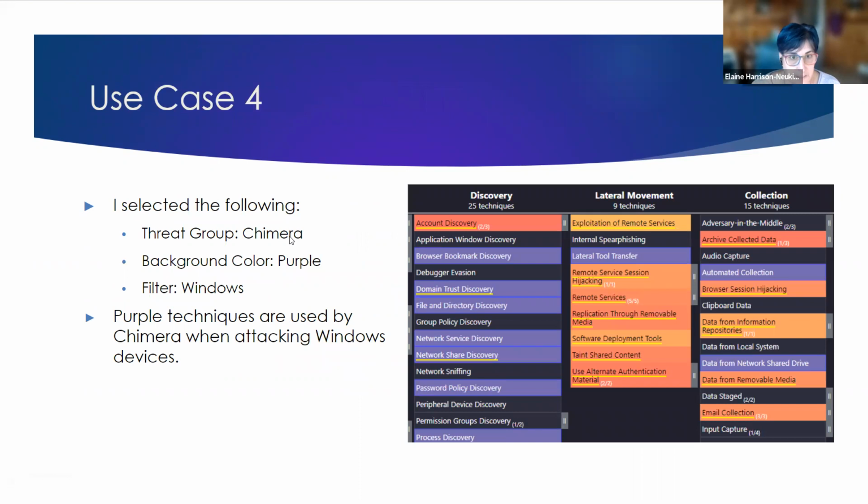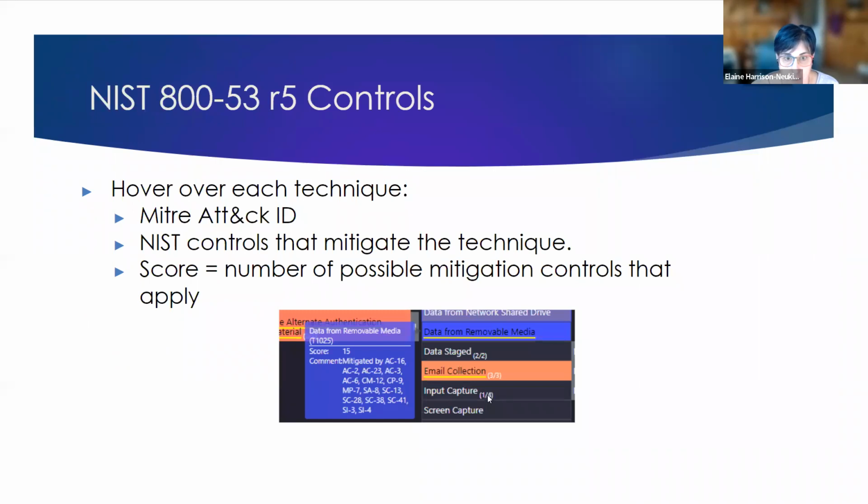So I will be selecting the group Chimera. My background color will be purple, and I'm filtering to Windows. So you'll be able to see that the purple highlighted techniques are techniques Chimera uses when attacking Windows devices. When you hover over each technique, you will see the MITRE ATT&CK technique name and ID. The score is the number of possible NIST mitigation controls that apply, and it also lists the NIST controls that can be used to mitigate this particular technique.